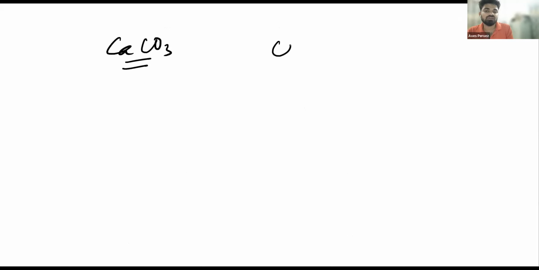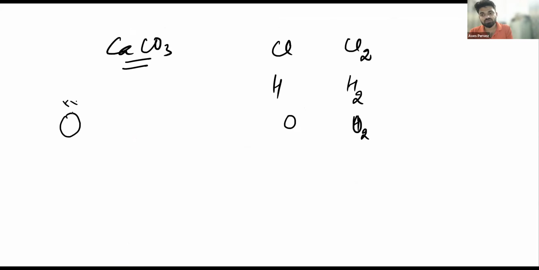Chlorine will not exist as Cl. It will exist in Cl2 form. Hydrogen will not exist independently. It will exist in H2 form. Oxygen will not exist singly. It will exist in O2 form. Why do they exist so? In order to become stable, in order to complete their octet.